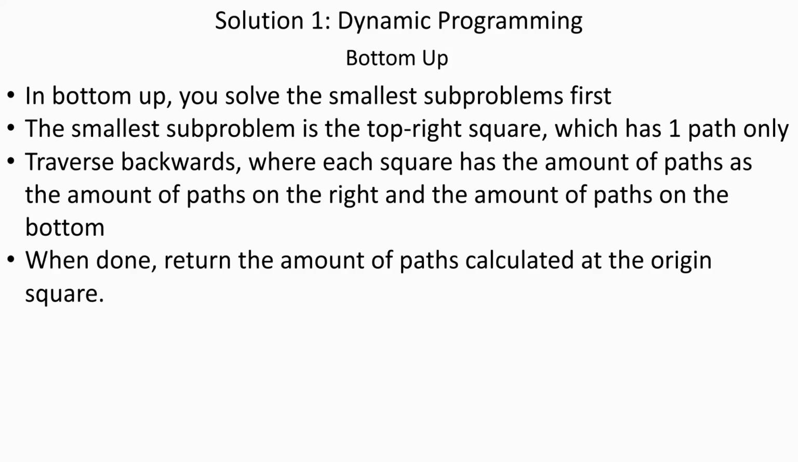The next dynamic programming solution is bottom-up. Usually in bottom-up, you solve the smallest subproblems first, and then work your way up from there. The smallest subproblem here is starting at the ending square, where there's only one possible way to reach the end, which is to just stay put. And then we can go backwards and just put the value as the sum of the bottom and right.